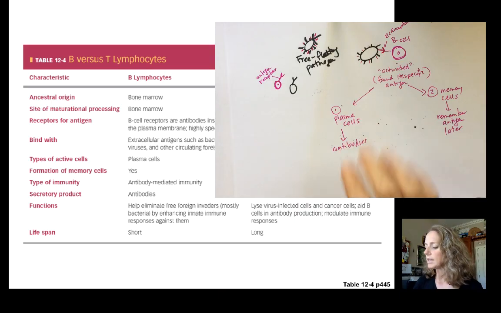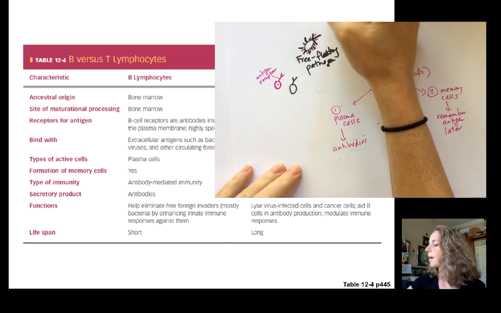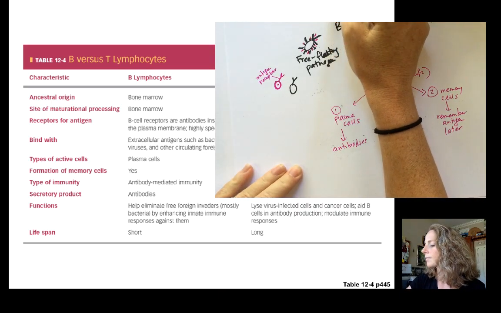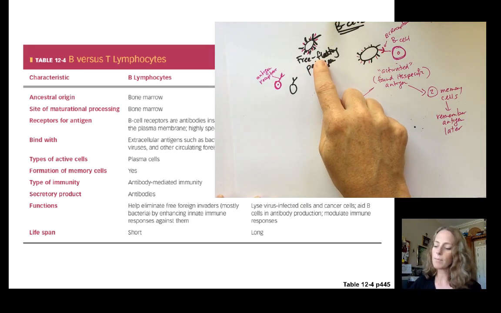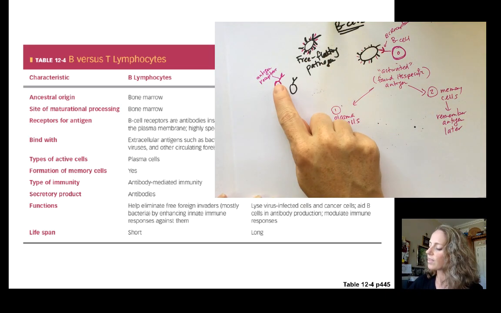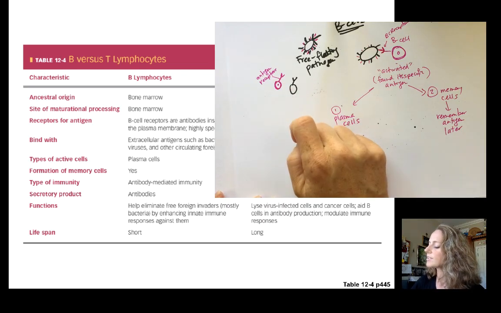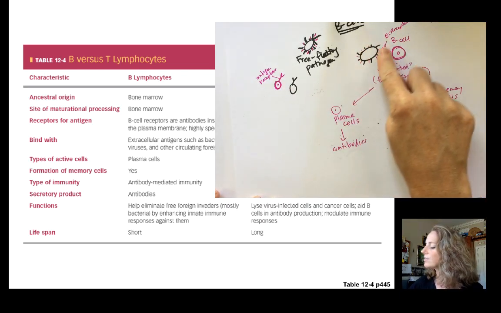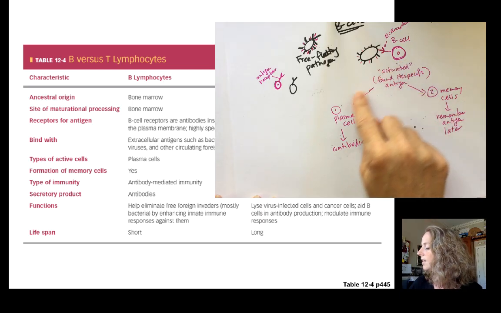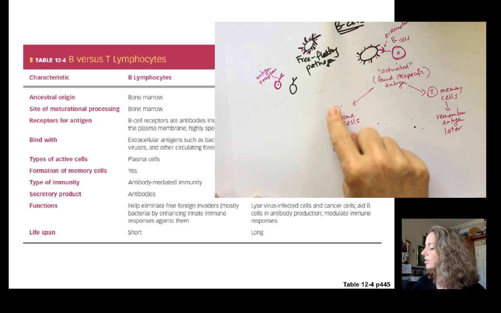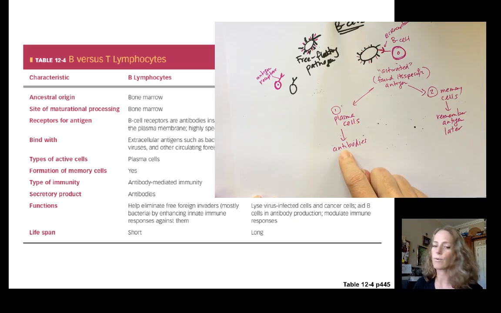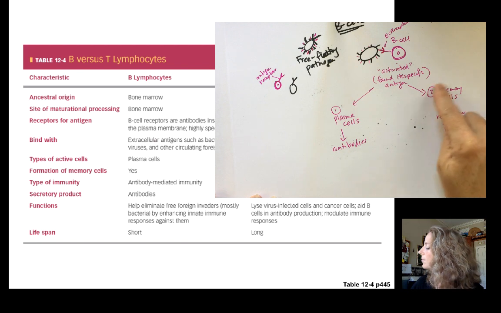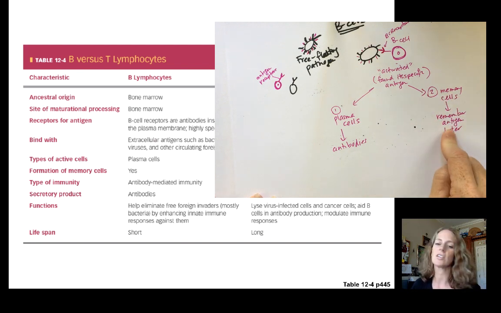So here's our B cell response. B cells recognize free-floating pathogens with their specific antigen receptors. When they find those free-floating pathogens, they will activate production of plasma cells and form antibodies. They will also form memory cells that will remember the antigen later.